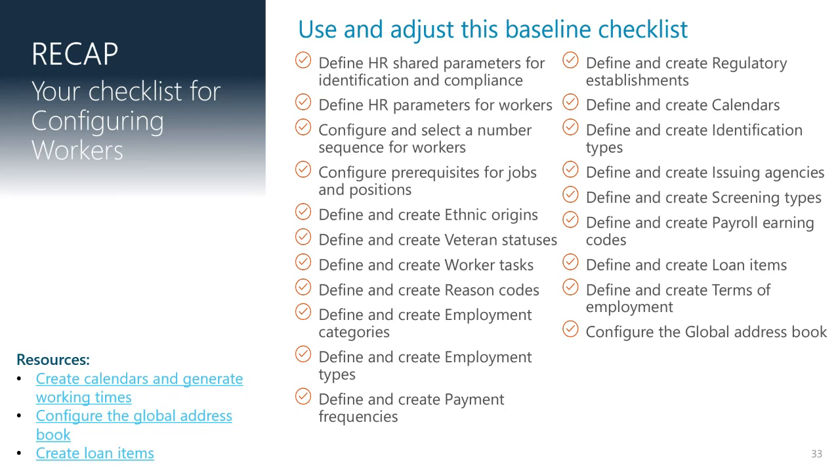All right, starting with the parameters, the workers, right, and going through a similar type of list, going through the jobs and positions, the prereqs, which we just discussed in the previous checklist, the ethnic origins, veteran statuses, worker tasks, reason codes, employee categories, employment types, payment frequencies, regulatory establishments, calendars, application types, issuing agencies, screening types, payroll learning codes.